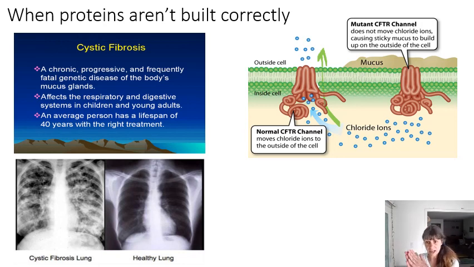Normally, if the chloride ions go out of the cell, water follows solute, so the mucus is not too thick and sticky. So this affects the respiratory and digestive systems in children and young adults, and unfortunately, people with this tend to have a lifespan of about 40 years.